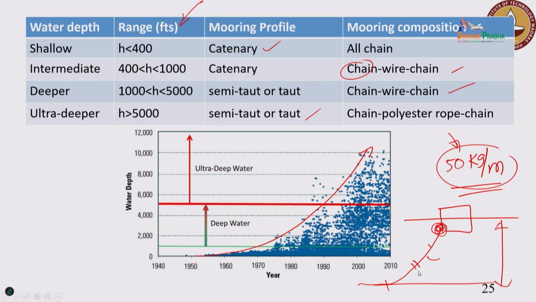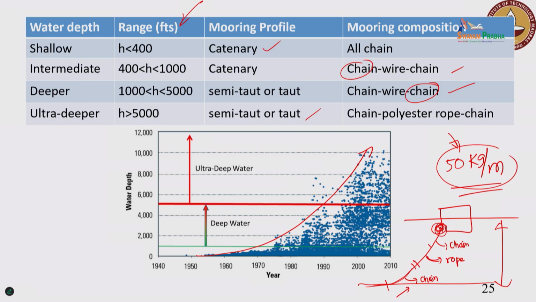Okay, so now we will take a quick question: why are we going to have a chain on the seabed? We said that for deeper waters and ultra deeper waters we are going to have a different composition, correct? Chain, wire rope, chain, or chain, polyester, chain, right? Again, why should you prefer to have chain at the seabed? You get the point, right? Here we have a chain, here I am going to have a rope, polyester rope or whatever, and again a chain. What is the advantage if I have a chain close to the seabed? You get the question, right?